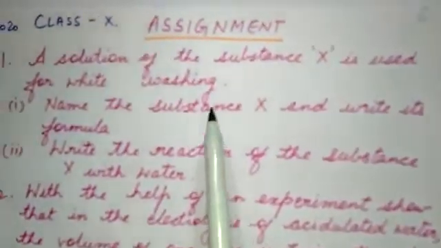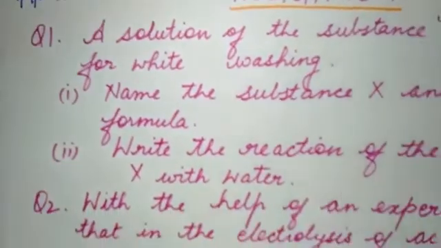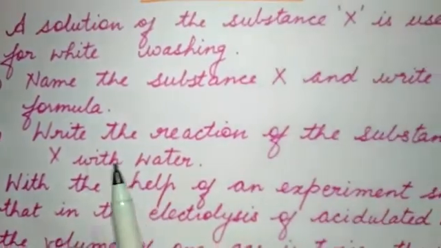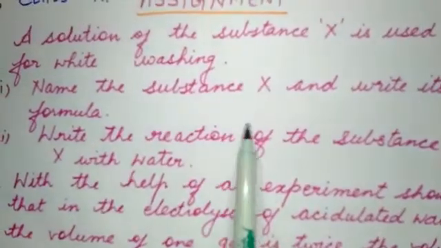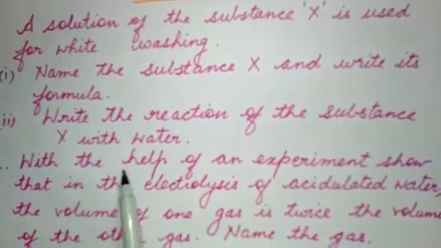Now this is the assignment for today. You have to do this assignment in your chemistry registers. First question is, a solution of the substance X is used for whitewashing. First part is, name the substance X and write its formula. Second is, write the reaction of the substance X with water.